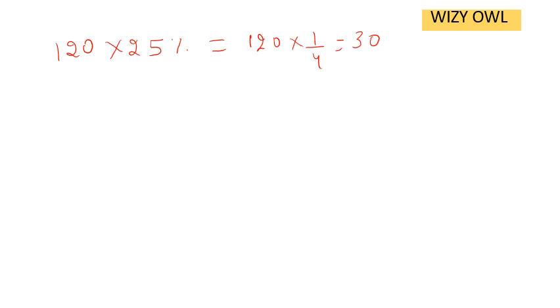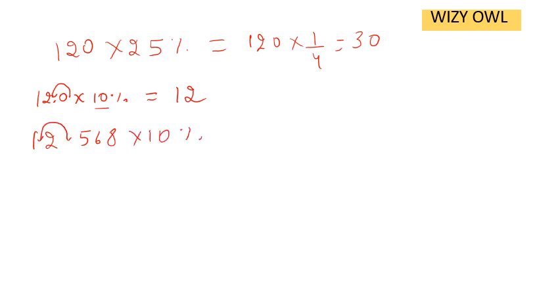Now let's see other problems where we have to find 10% of any number. To find 10% of any number, we will move the decimal one place to the left. The decimal is over here, we have to find 10%, we move one place to the left, it will become 12. Similarly, for 12.568, to find 10%, we will move the decimal one place to the left.